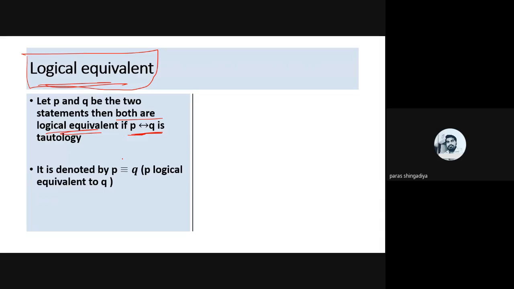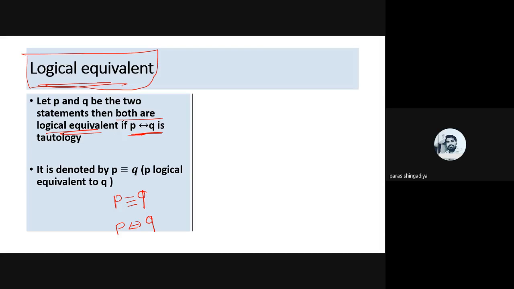Here we have a notation for that. It is denoted by this symbol, three lines. That is not the equality symbol, but is known as the logical equivalence sign. P is logically equivalent to Q if P biconditional Q is a tautology. Then P and Q have the logical equivalence relation. Clear?